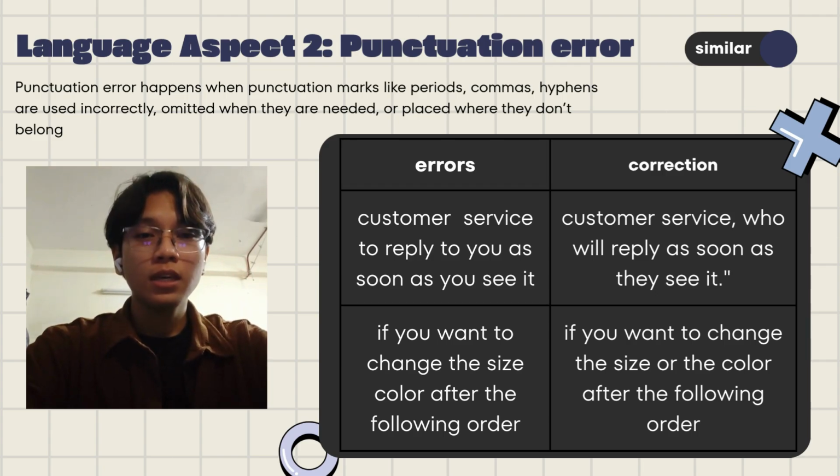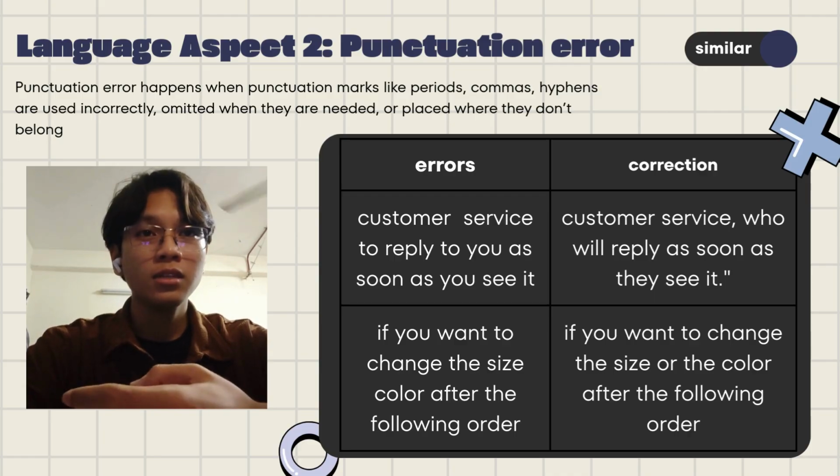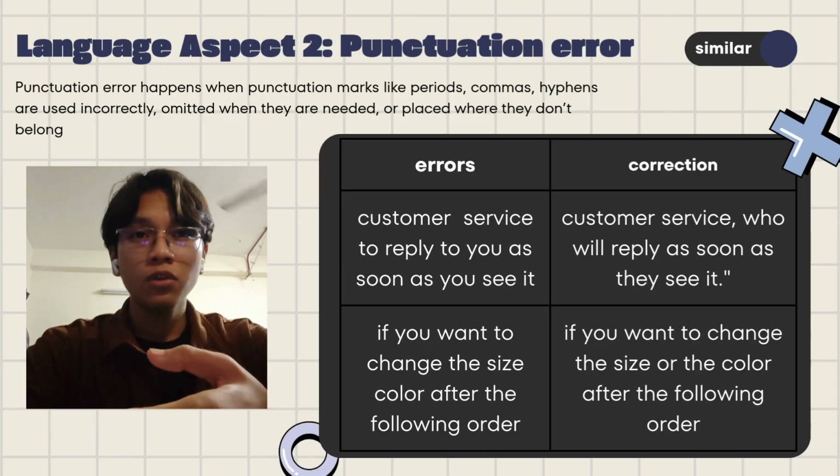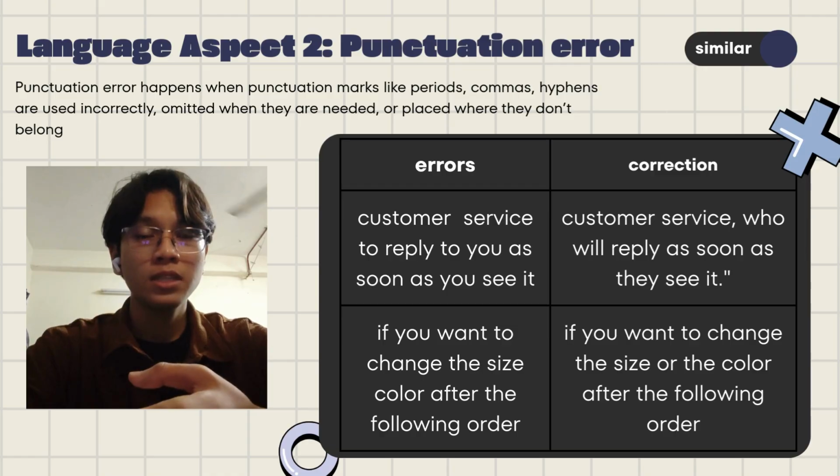So let's move on to the second language aspect, which is punctuation error. The first error is "customer service to reply to you as soon as you see it." The error is it lacks a comma and clear subject linkage, creating a fragment that implies you, the customer, will reply, which reverses its meaning. The corrected version, on the other hand: "customer service, who will reply as soon as they see it." It adds a comma and relative clause for proper composition, and clarifies that customer service acts promptly upon seeing the inquiry.